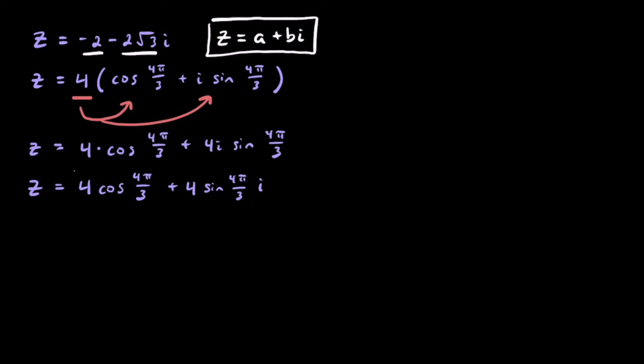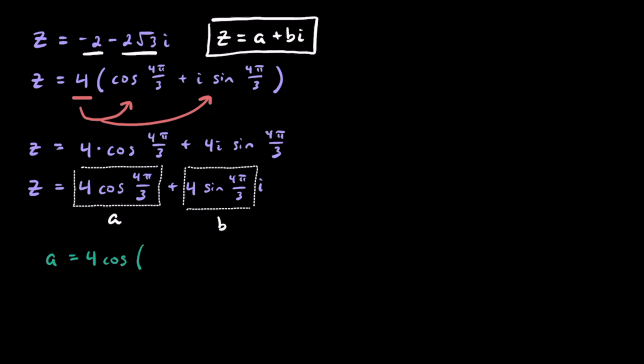If that's the case, we should be allowed to say that this over here really is going to be representing our a value, or the real part, and this 4 times sine of 4 pi over 3 is really representing that b value. I'll write that right over here. Given that, we can say that a is equal to 4 times cosine of 4 pi over 3. I'm just going to put that in parentheses. And b is equal to 4 times sine of 4 pi over 3.